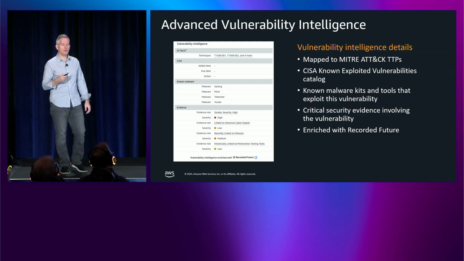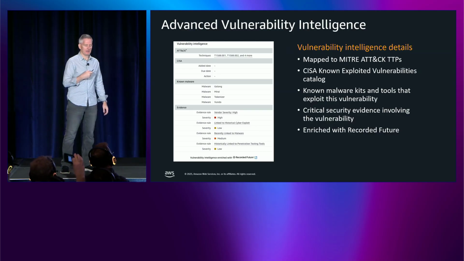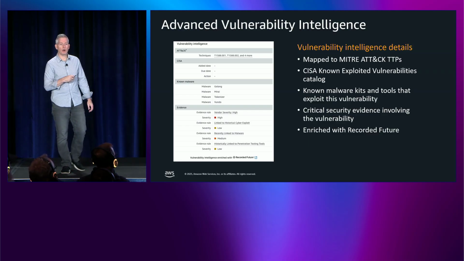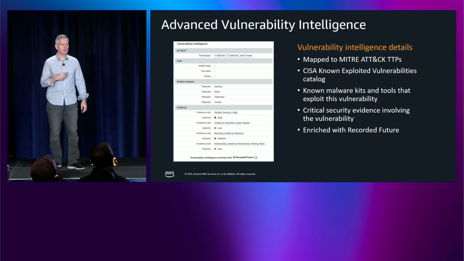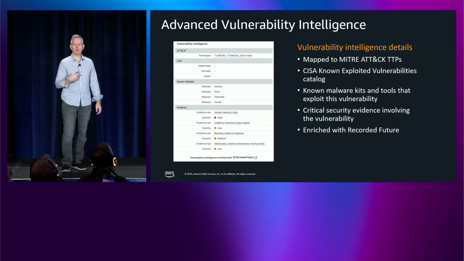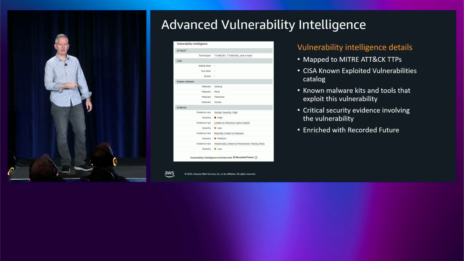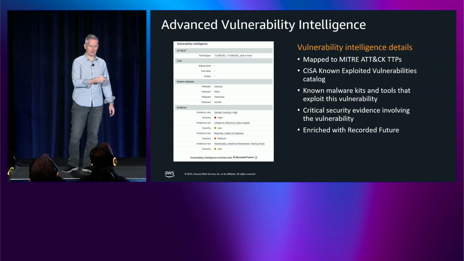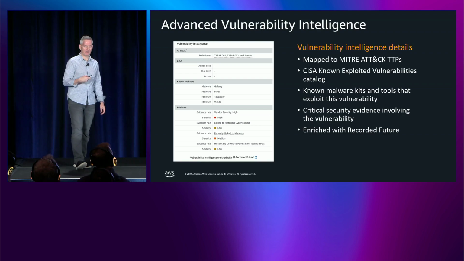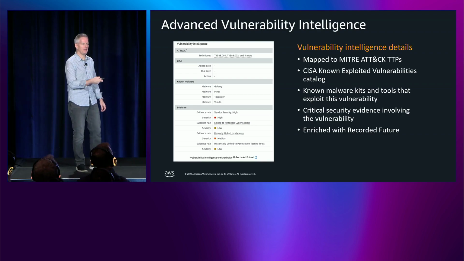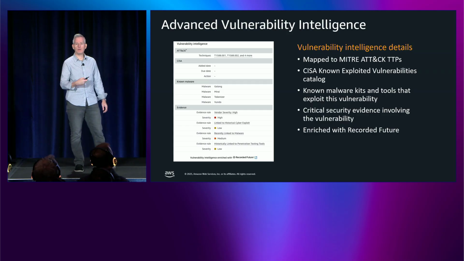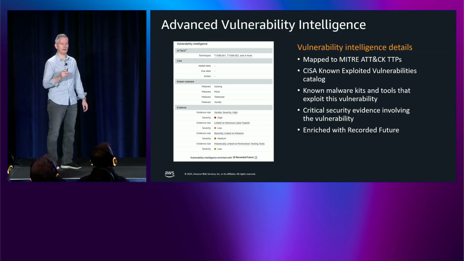We do this using a bunch of advanced vulnerability intelligence information that we partner with Recorded Future to gather. So as a security professional, you can go in and see, okay, this vulnerability, how is it mapped to MITRE ATT&CK TTPs? Is there a known CISA exploit? Is there a malware kit for it? Is this commonly exploited in the wild? So that you can double check our work and make your own decisions as well as to what you want to remediate first.